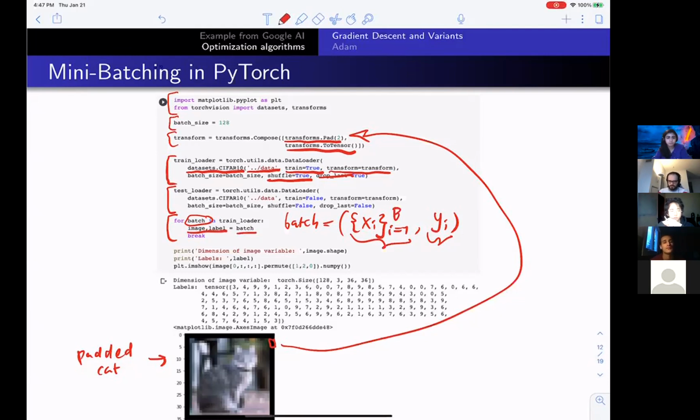Now, what I'm doing here is I'm taking the image part and I'm printing its dimensions. And what you can see is the dimension of the image variable is 128, 3, 36, 36. So first of all, what's the 128? Why is it 128? Does anyone know? Batch size, exactly. That's the batch size. Why is it 3?